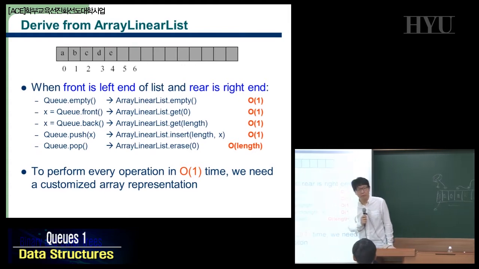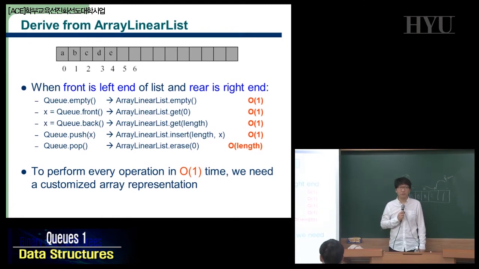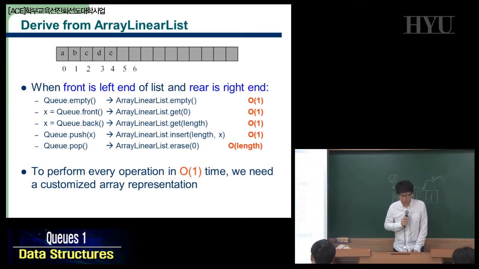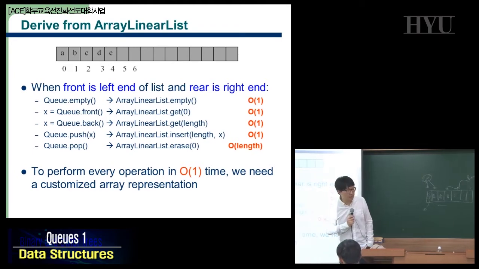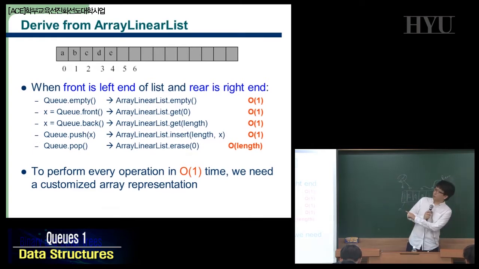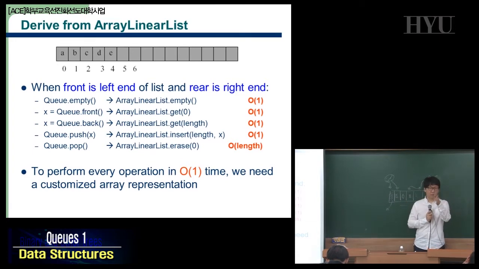Pop. This is problem one: array linear list erase at position 0. As soon as you erase, you need to move stuff, like shifting stuff. That's why it says order of length, order n, to simplify. So always, if you see an order n squared, the next job is to ask whether there is any possible way to reduce that operation cost to a constant or close to a constant. If it's not possible, maybe find a faster way of doing it. So to perform every operation in constant time, we need to customize the array representation. We need to change something. We need to change our view on looking at this array itself, not just simply shifting stuff. Shifting is order n, I don't want that. Hopefully there is another way around to do this, by changing our view on looking at this.